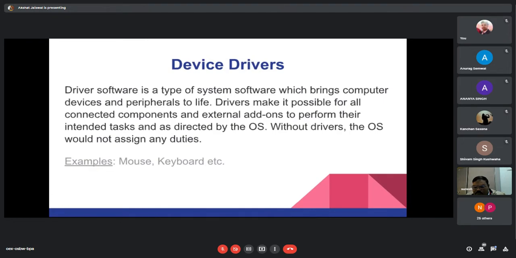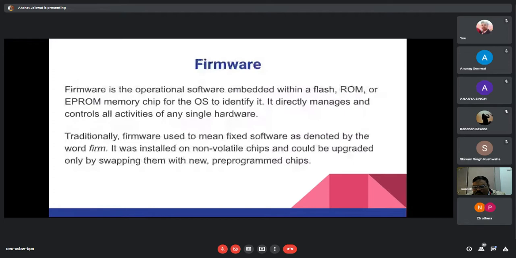Without drivers, the OS would not assign them any duty. For example, mouse and keyboard, etc.